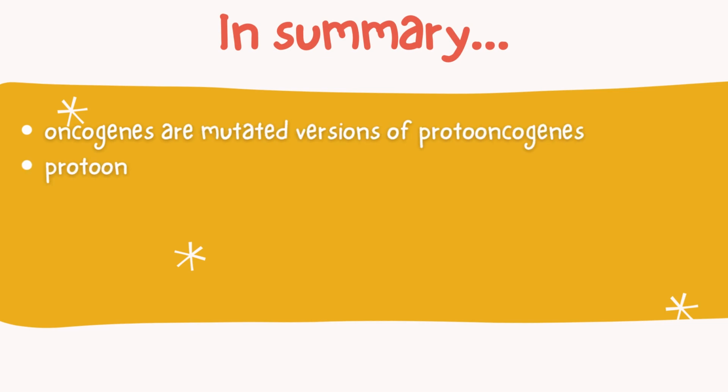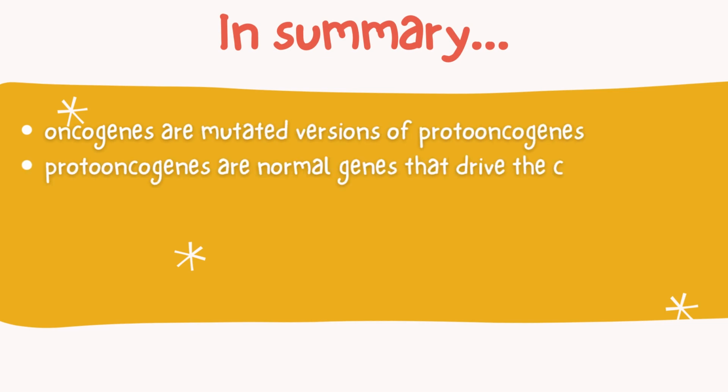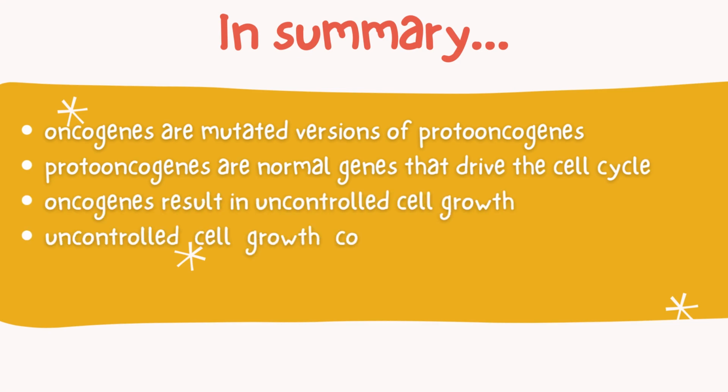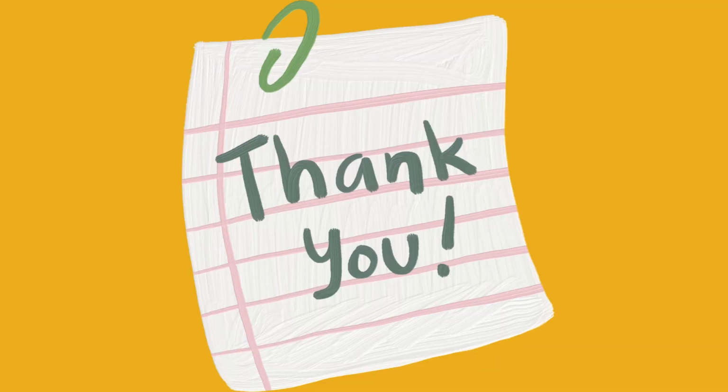In summary, oncogenes are mutated versions of proto-oncogenes, which are normal genes that drive the cell cycle. The presence of oncogene results in uncontrolled cell growth, which contributes to the development of cancer.